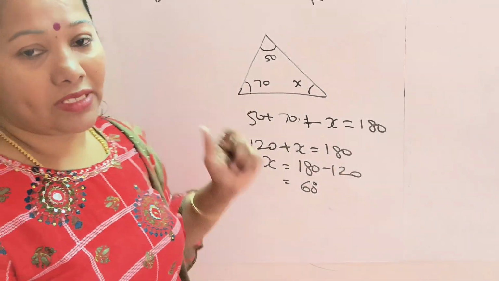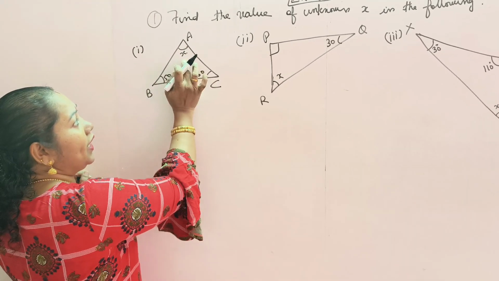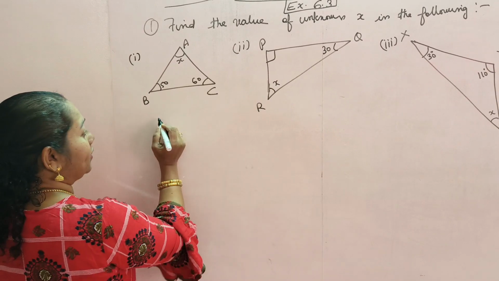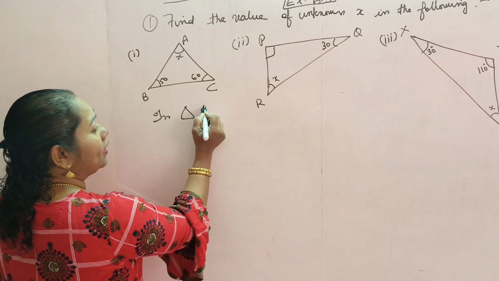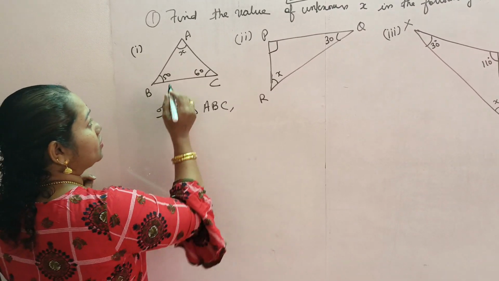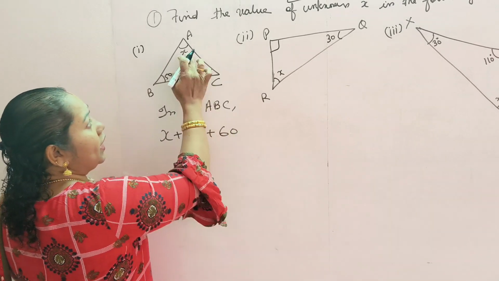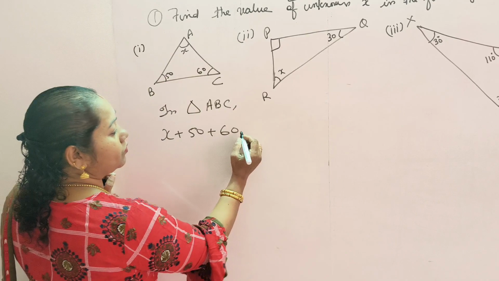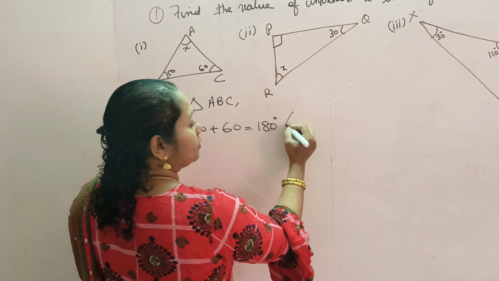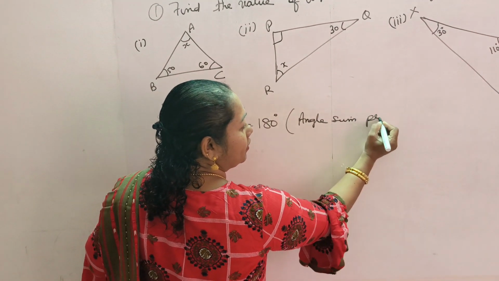Okay, so now let us do the exercise. The first question is in triangle ABC, where x, 50 and 60, three angles are given. So first we have to start like this. In triangle ABC, x plus 50 plus 60 is equal to how much? 180 degree, right? The reason is angle sum property or sum of all angles of a triangle is 180 degree.